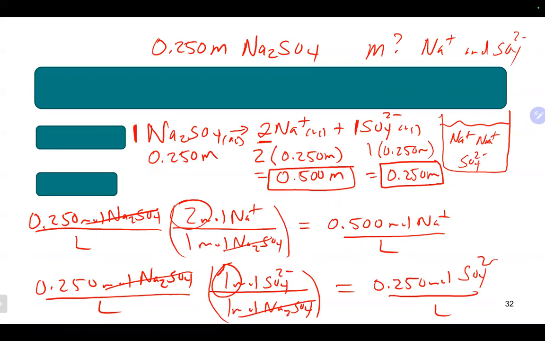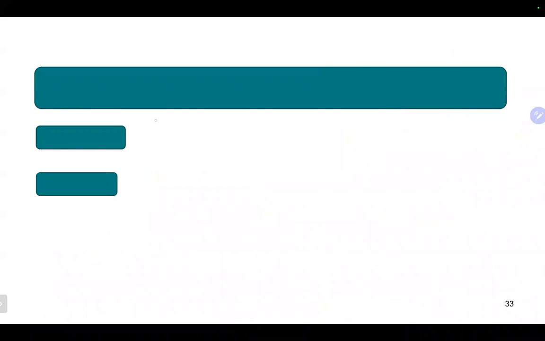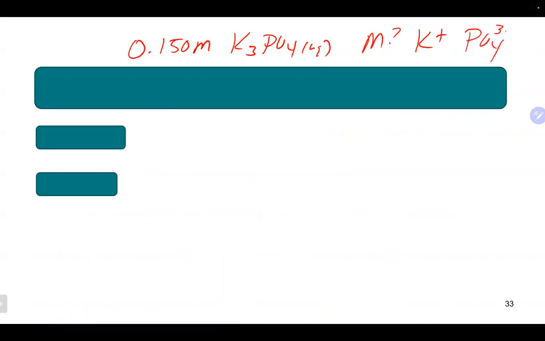Question on that there? So why don't you try one here? What would be the concentration of, let's see here, if we had a 0.15 molar potassium phosphate solution, what is the concentration of the potassium ion and the phosphate ion? Let's see what you come up with.